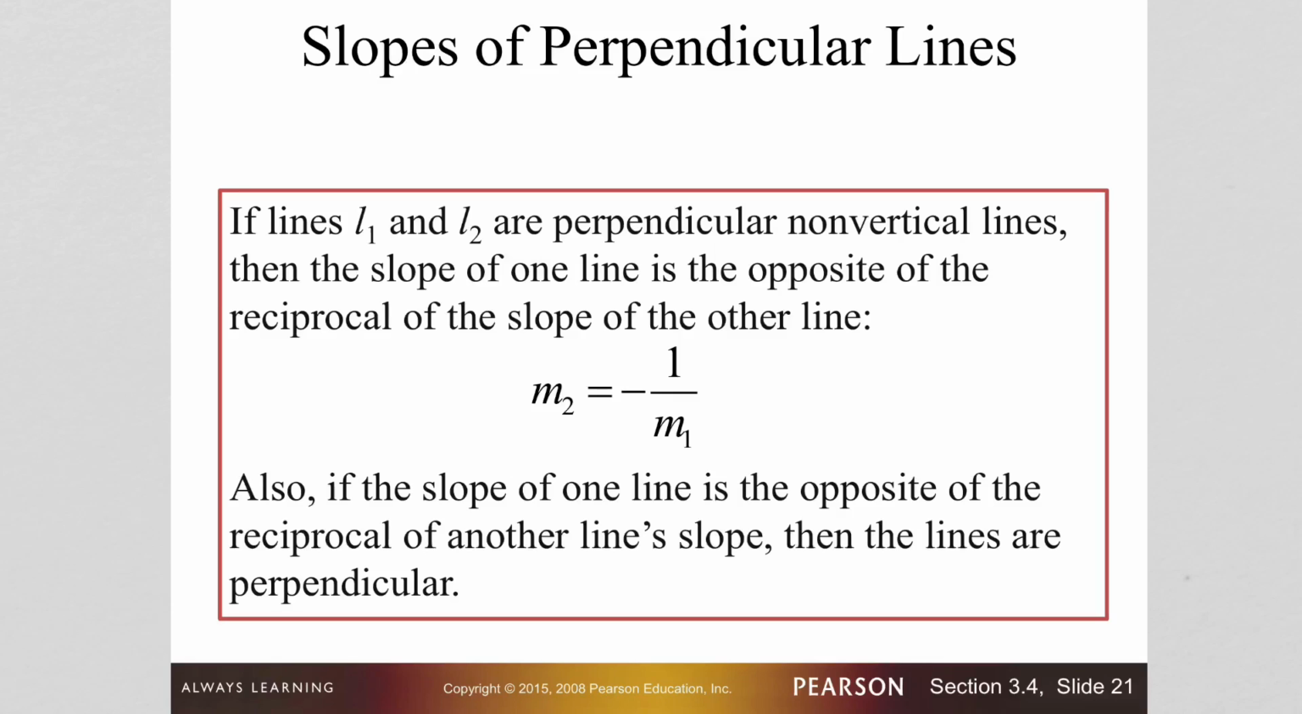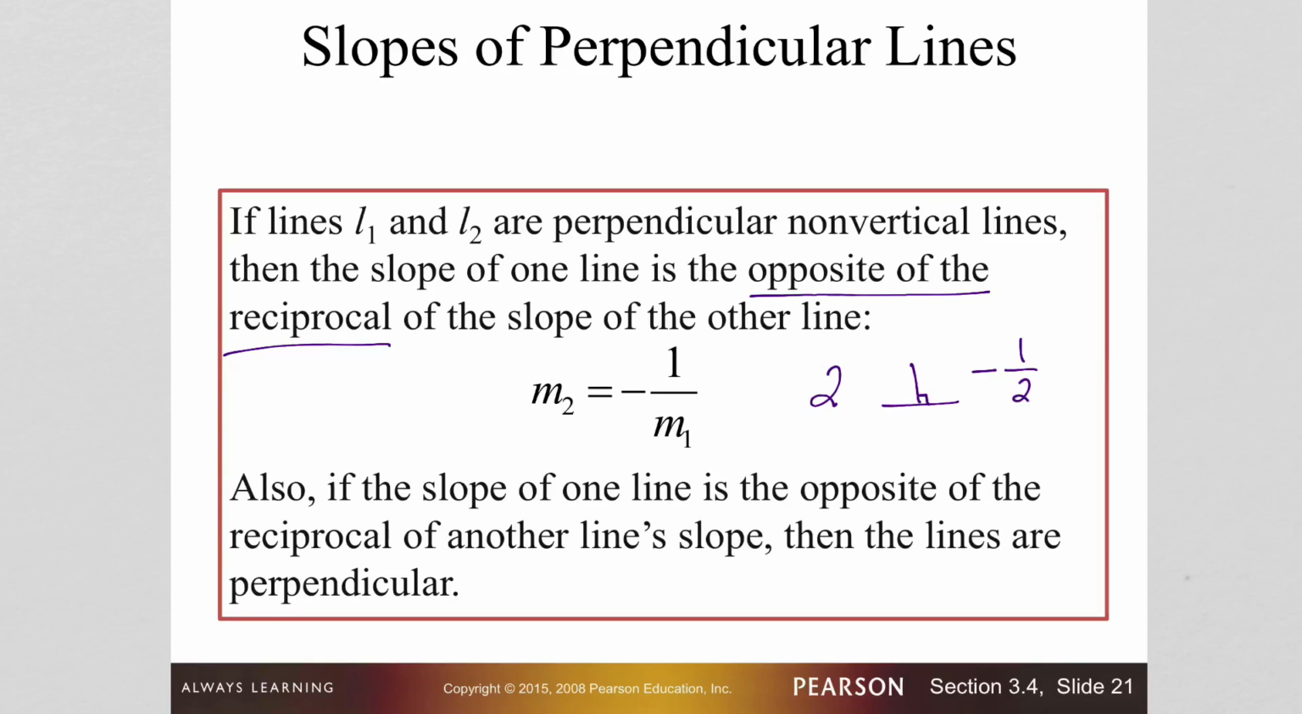Now, what's interesting about perpendicular lines is that their slopes are opposite reciprocals of each other. So for example, if I have one line whose slope is 2, then the slope of the line that is perpendicular, by the way, the upside down T with a little corner in the middle of it is the symbol for perpendicular, is the opposite, which means change your sign, and flip it over is your reciprocal.